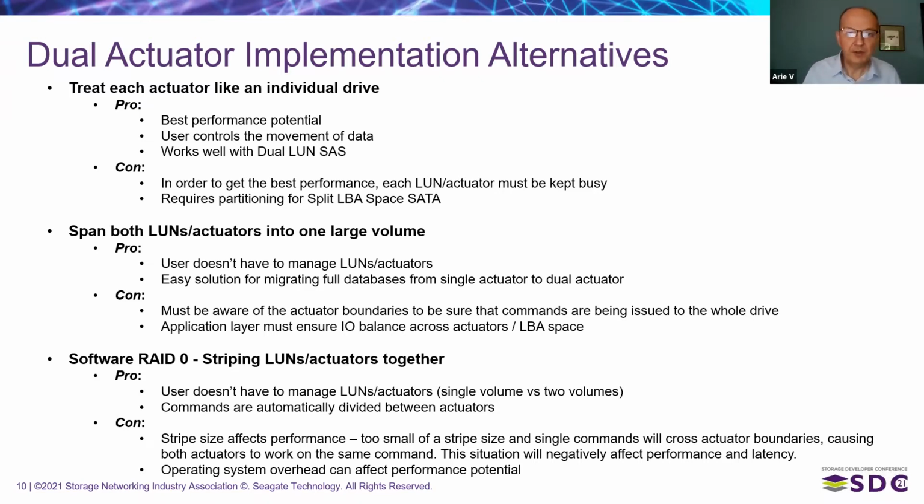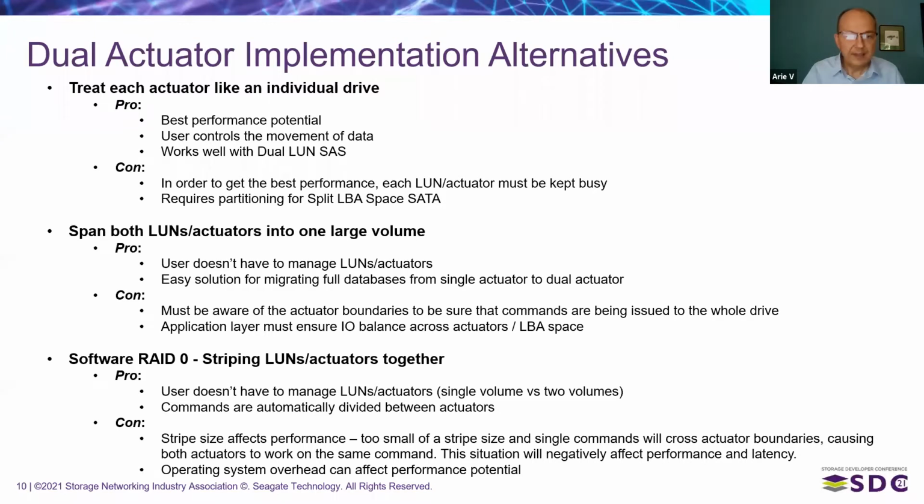You can also span both LUNs into one large volume, which is what SATA looks like by default with its single namespace. Here, the user doesn't have to manage these separate LUNs or actuators. It's good unless you have IOs that are crossing LBA boundaries, or you disproportionately send IO to one half of the LBA range, then you have an actuator that's starving. It's not doing its job. The innovations in BFQ that we're working on help address that. But there's more to think about if you're deploying as a single large volume.